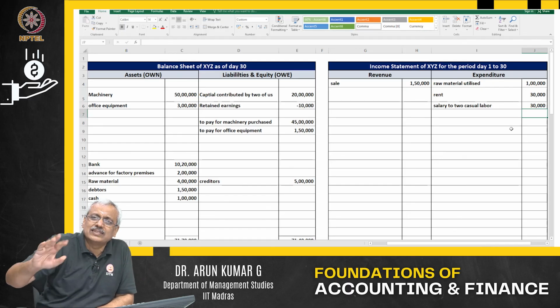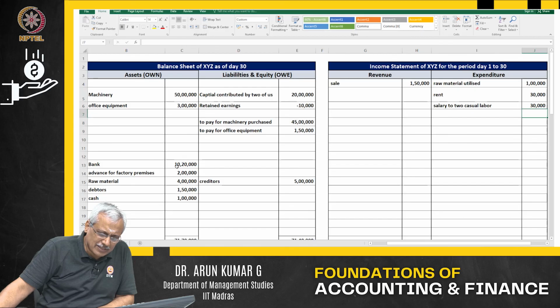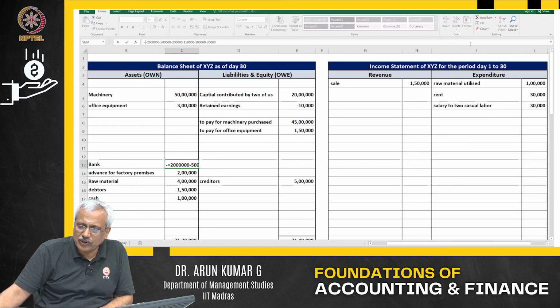So imagine it's gone. Moment I pay, what happens? My bank balance reduces by the same amount out there. My bank balance reduces by the same amount.